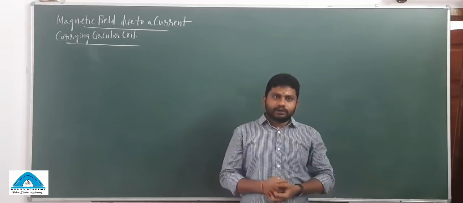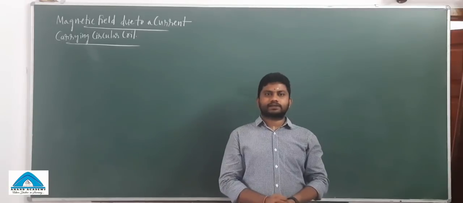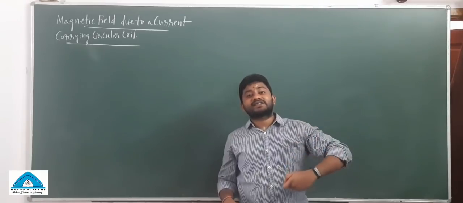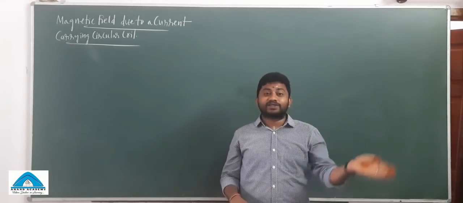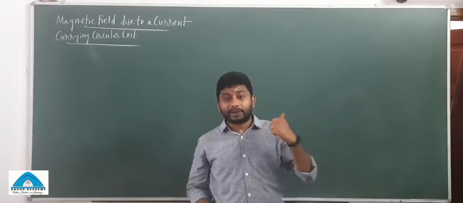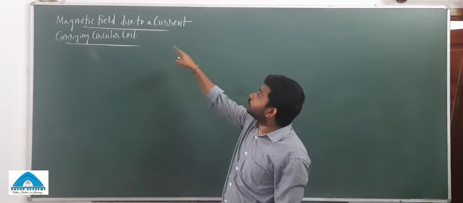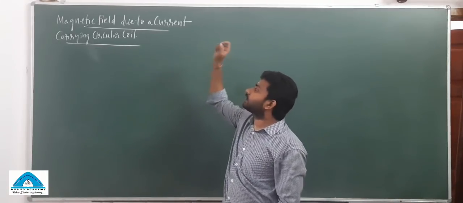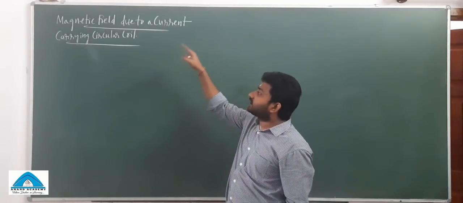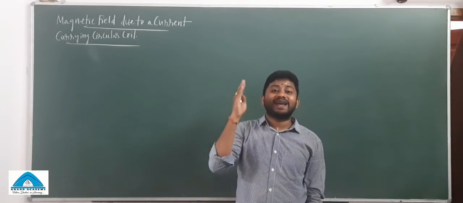In this class, the second application of Biot-Savart law we are going to discuss. The first application was the magnetic field due to a straight current carrying wire, and so many sub applications and numericals we had discussed on that topic. Now look at here, the magnetic field due to a current carrying circular coil. What is this? The magnetic field due to a current carrying circular coil. It's not a straight current carrying wire. It is a circular coil.